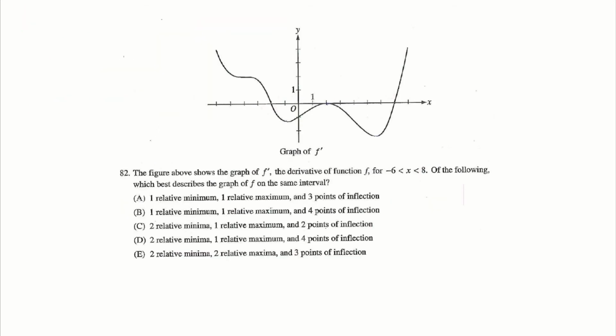All right, the final graph we're going to look at. The figure above shows the graph of f prime, the derivative of function f. Which of the following best describes the graph of f on the same interval? I take a quick look through these options, and I see that they all have to do with relative minimum, relative maximum, and points of inflection. So before I even try to parse out these options more closely, I'm just going to look at my graph and identify all the maxes and mins. We already did the maxes and mins on that first graph, and we know they are the intercepts.